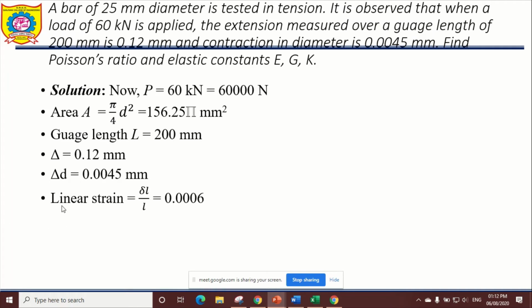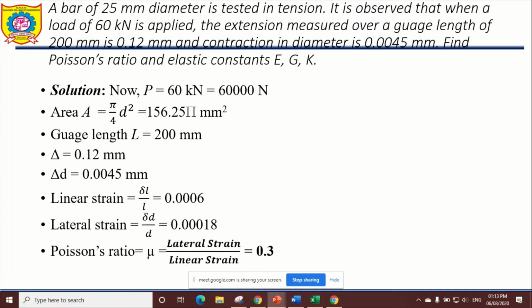And the linear strain or axial strain will be equal to delta L upon L, which is 0.0006. So that is the linear strain. The lateral strain can be found by the formula delta D upon D, that is the change in diameter upon the original diameter. So that is equal to 0.0018, that is the strain. From that we can find out the Poisson's ratio, mu equal to lateral strain upon linear strain, which is equal to 0.3.